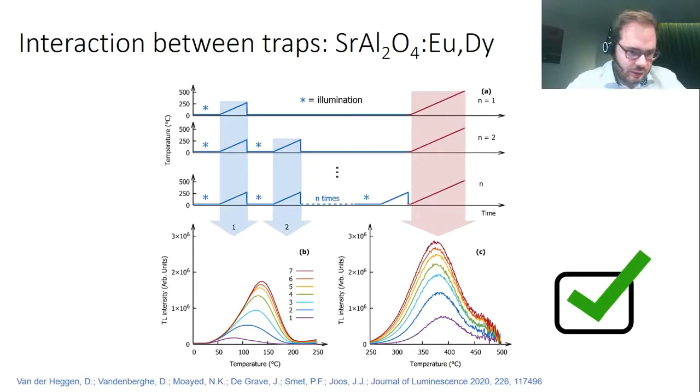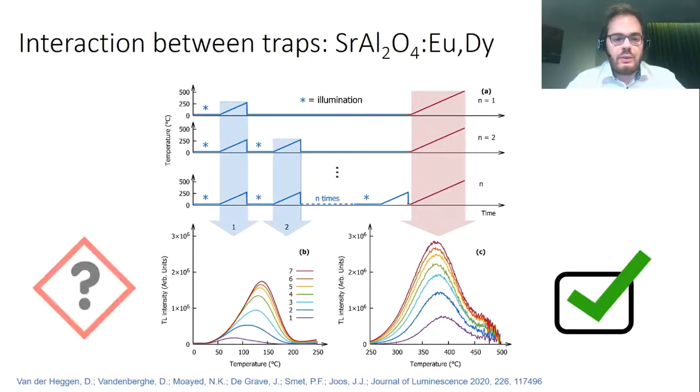However, as I pointed out before, the shallow trapping defects have been emptied in between every illumination. So we actually would expect the intensity to remain constant, but we see an increase there as well, which is actually quite strange, and which might hint indeed at an interaction between the shallow and the deeper trapping defects, which might be responsible for the memory effect of the material.